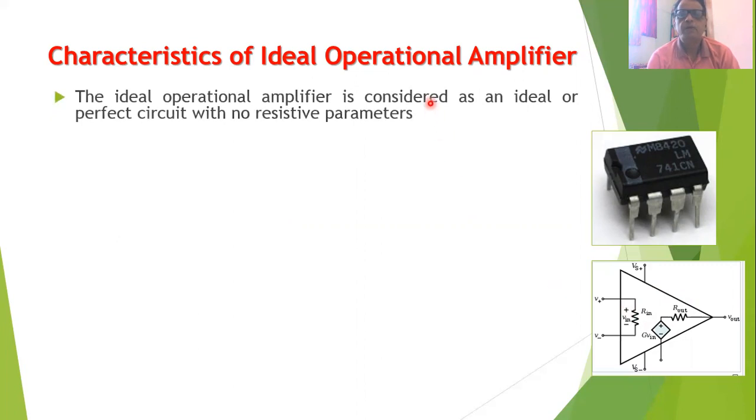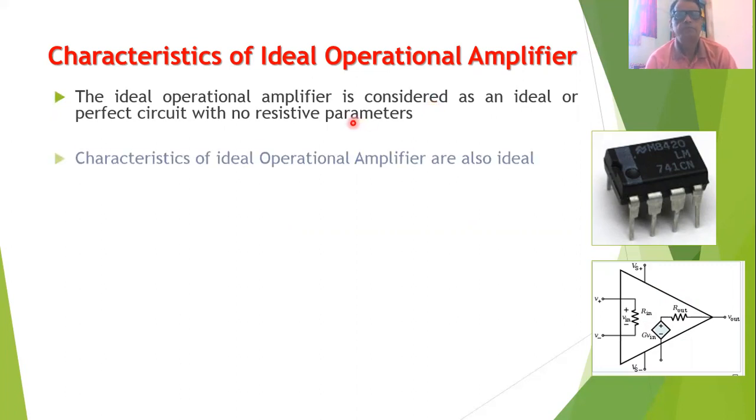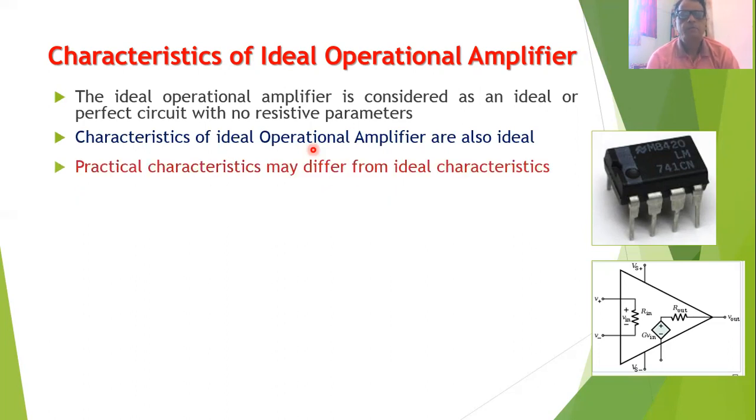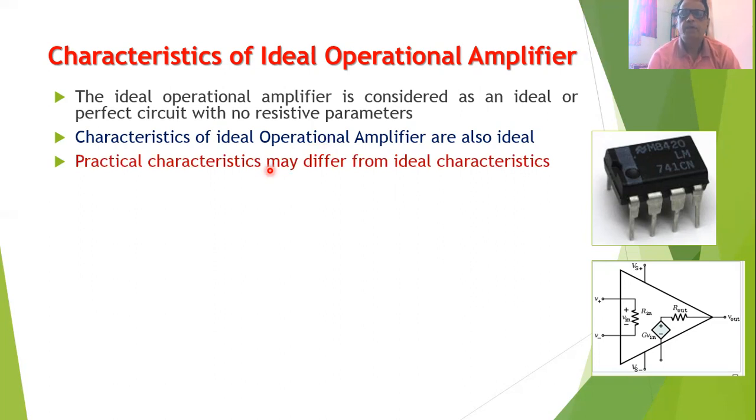The ideal operational amplifier is considered as an ideal or perfect circuit where there are no resistive parameters. The characteristics of the ideal operational amplifier are also ideal or perfect. But practically we will not have any operational amplifier as an ideal amplifier, and we need to consider many practical considerations. Therefore, the practical characteristics of the operational amplifier may differ from the ideal characteristics.